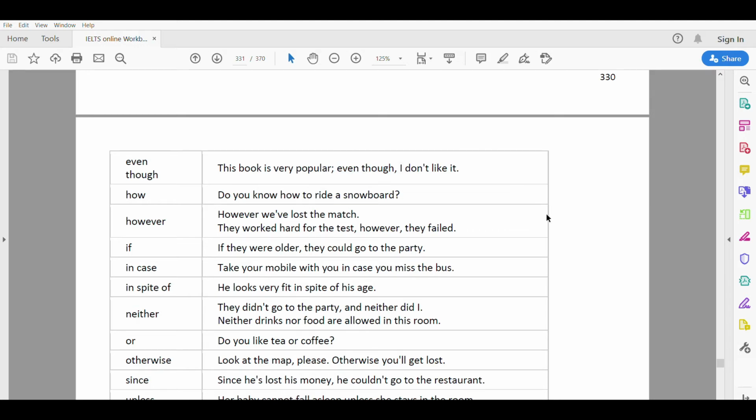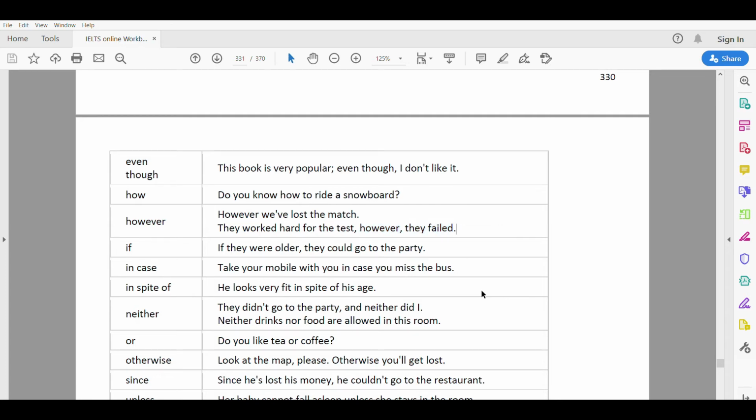The next one says how. Do you know how to ride a snowboard? Interrogative sentence. Next one, however. However, we have lost the match. The next one says they worked hard for the test. However, they failed. So this was a dependent clause. So in that case, we used a comma.